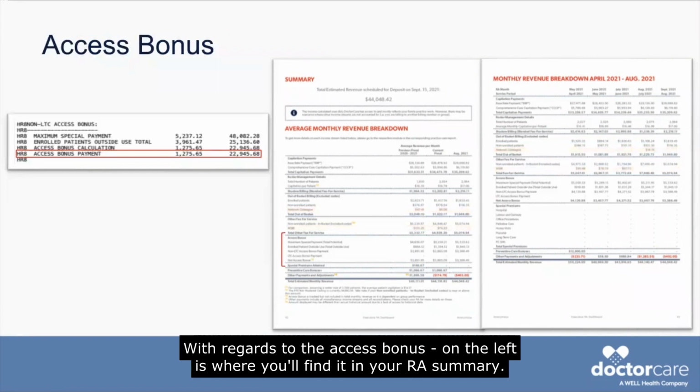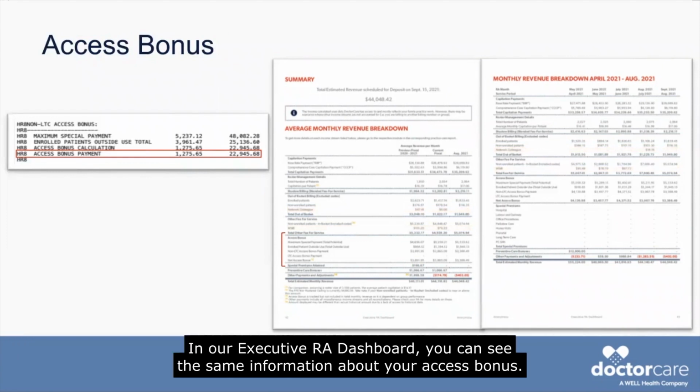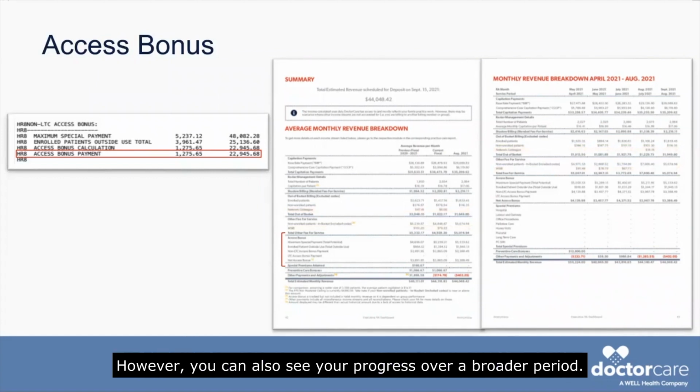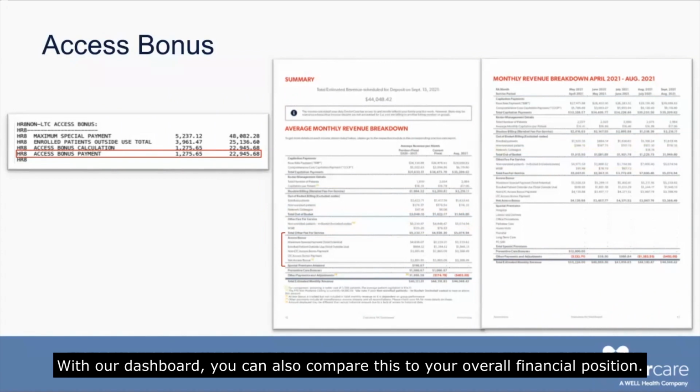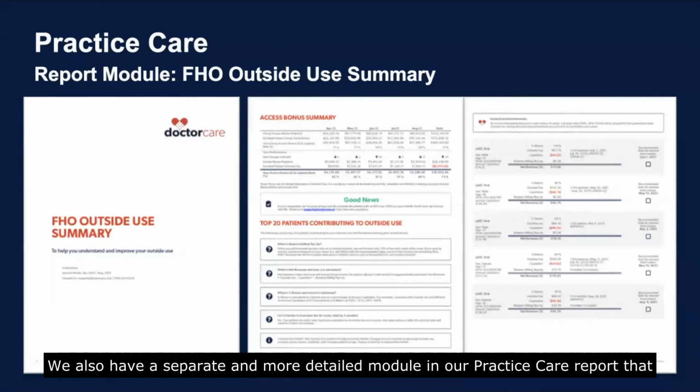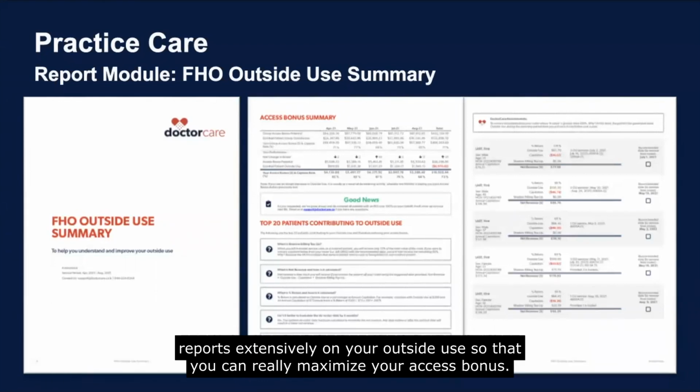With regards to the access bonus, on the left is where you'll find it in your RA summary. In our Executive RA dashboard, you can see the same information about your access bonus. However, you can also see your progress over a broader period. With our dashboard, you can also compare this to your overall financial position. We also have a separate and more detailed module in our Practice Care report that reports extensively on your outside use so that you can really maximize your access bonus.